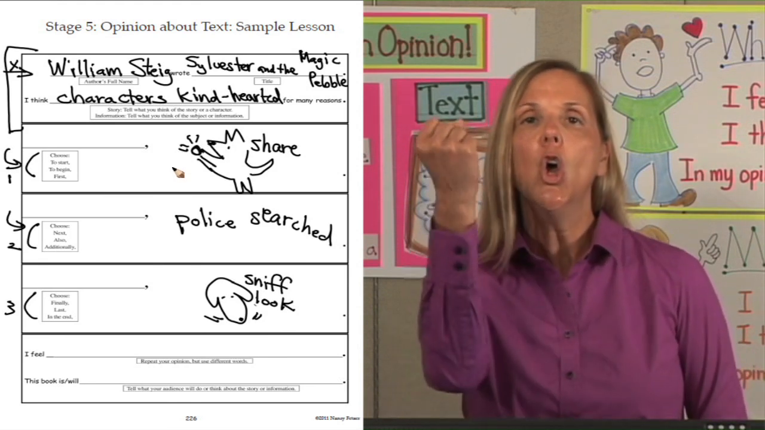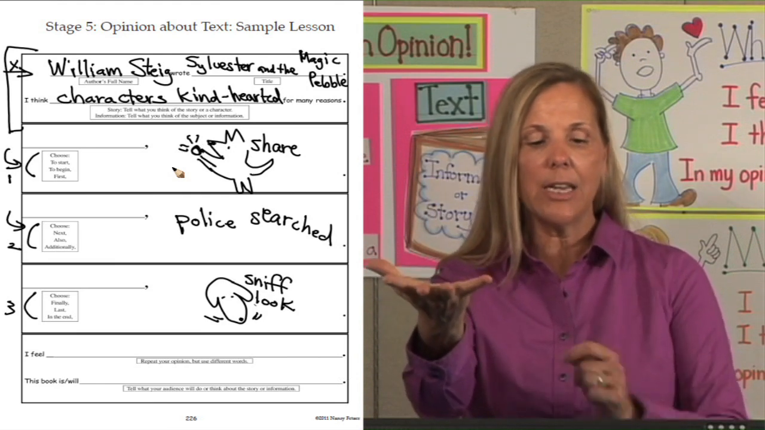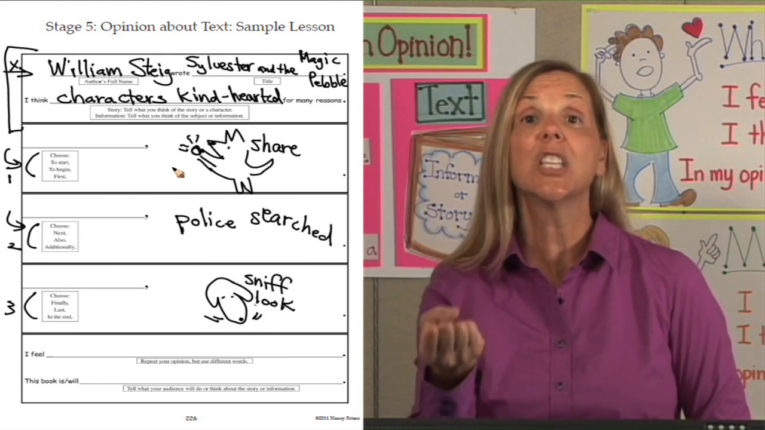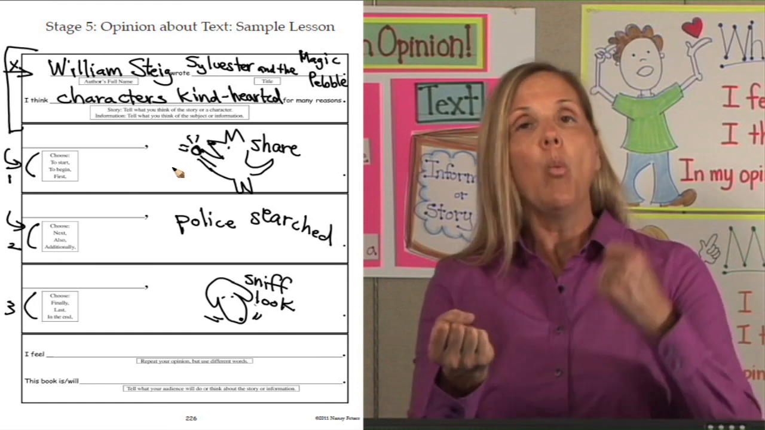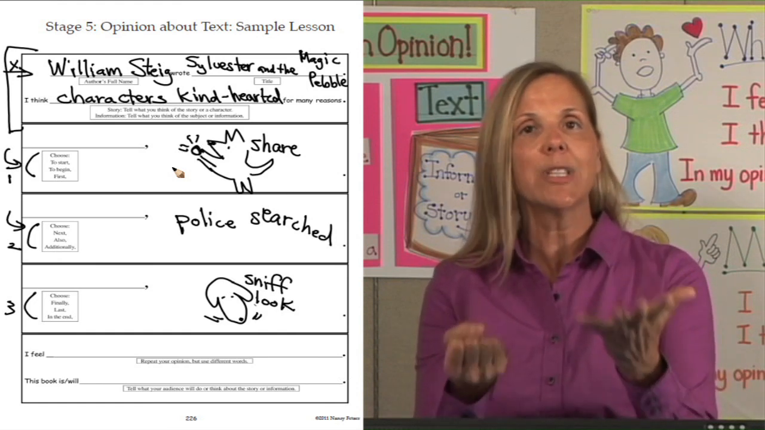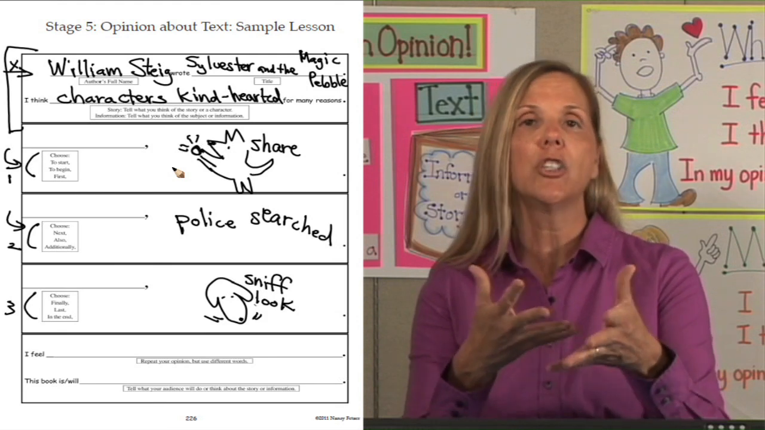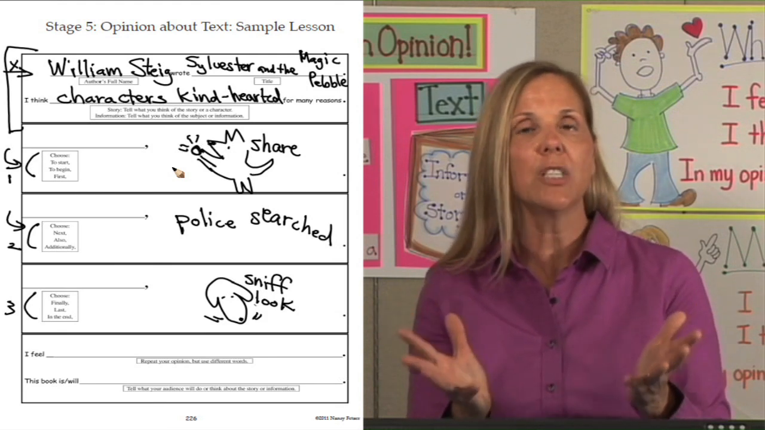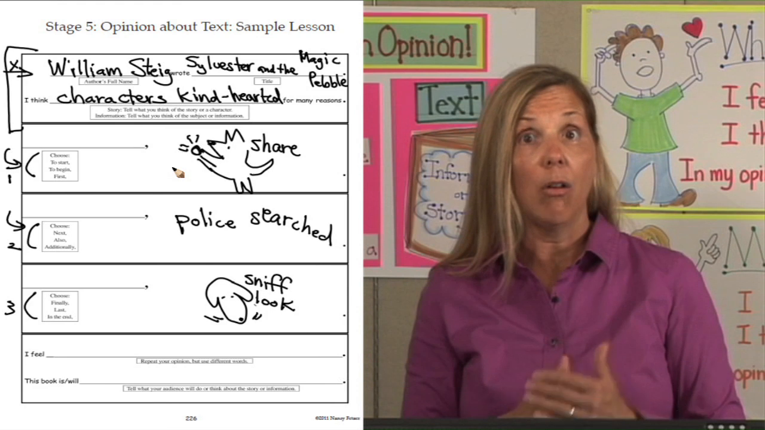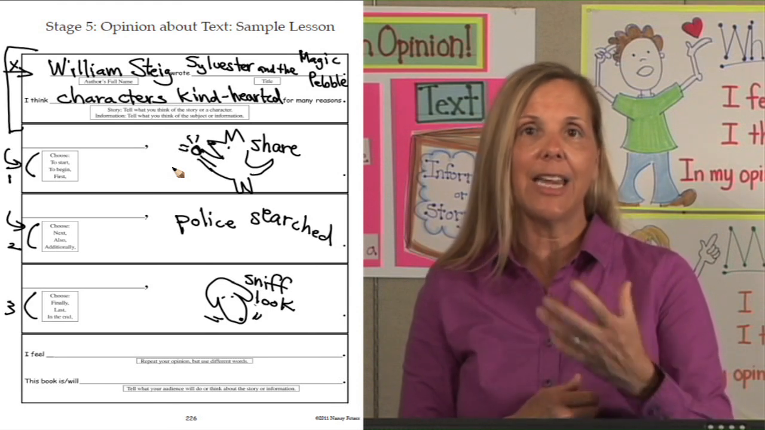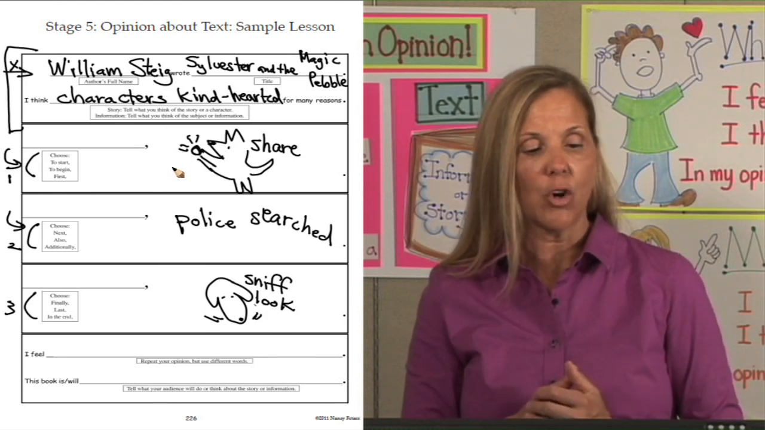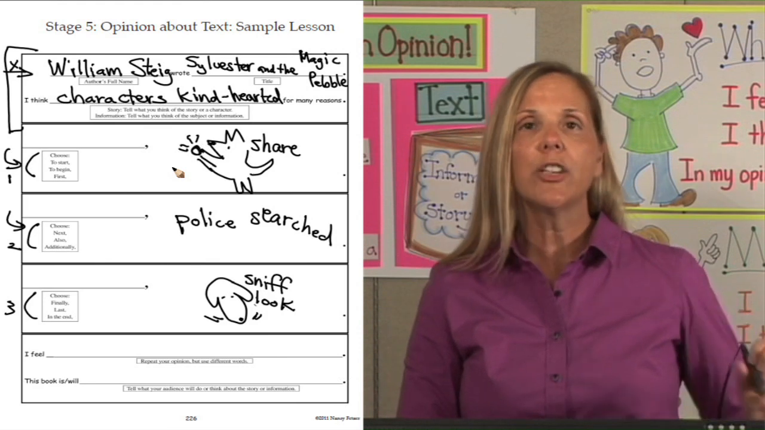I'm going to say, who is kind-hearted in this first box? Oh, it's Sylvester. What did Sylvester do that was kind-hearted? Sylvester found a magic rock and wanted to share its power with his family and friends. Wow, that's showing how he's kind and giving and kind-hearted. Do we want to start this?